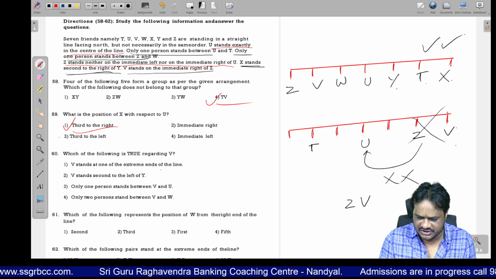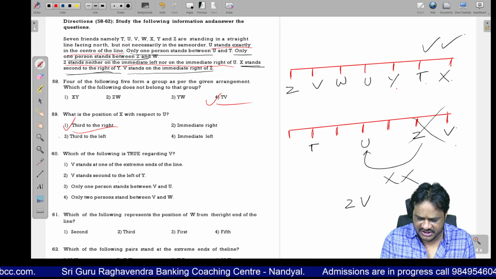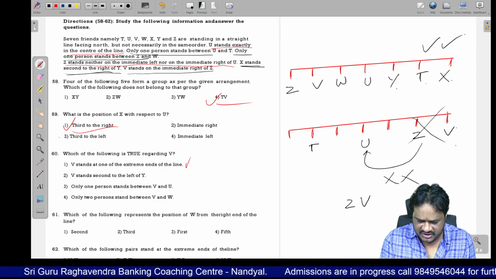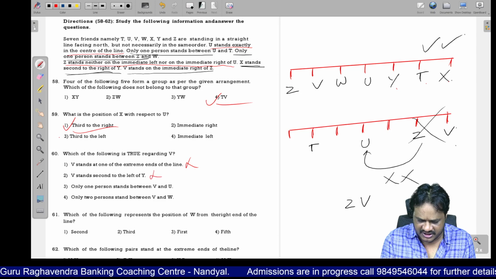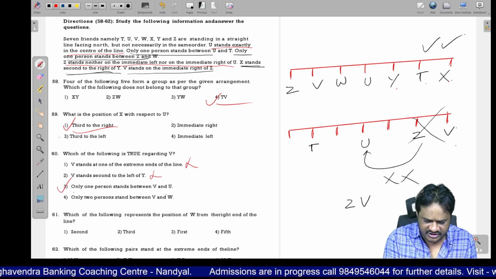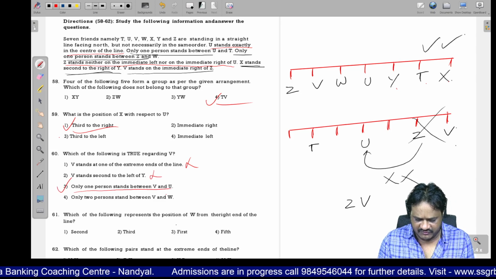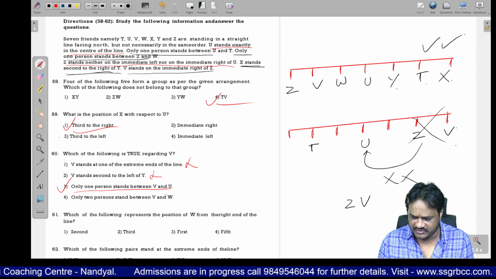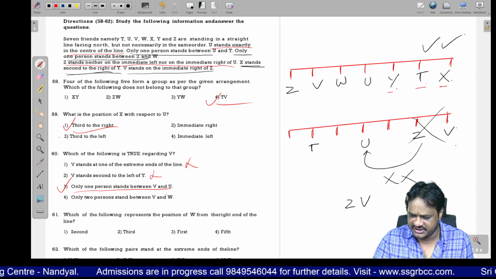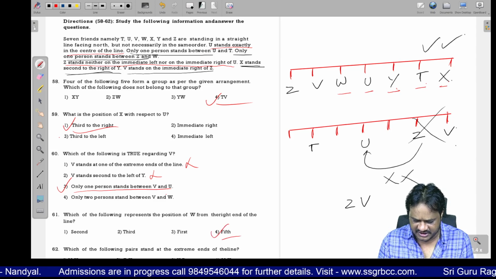Then, which is true regarding V? V is standing second to the left of Y. V is at extreme end is not correct. One person is there between V and U, definitely correct. Which of the following represents the position of W from the right end? So first, second, third, fourth, fifth. Fifth is the correct answer.